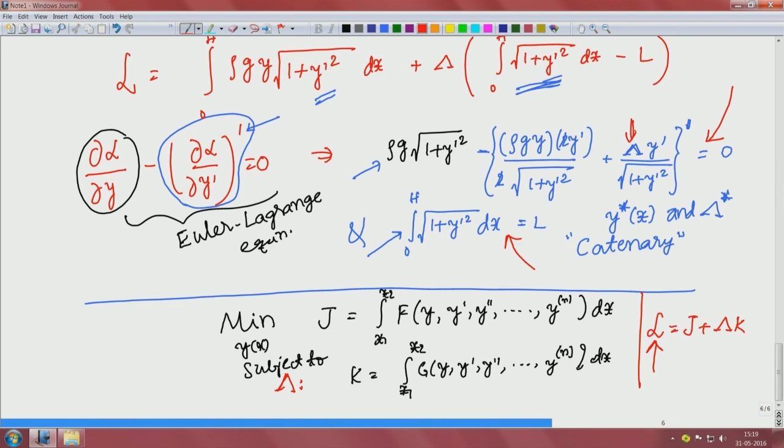Okay. Now, we know how to deal with a functional type constraint. In the next lecture, we will deal with a differential equation type constraint. Once we do these two, we can solve any problem in calculus of variations. Then you can do any problem in mechanics or structural design, optimal structural design.